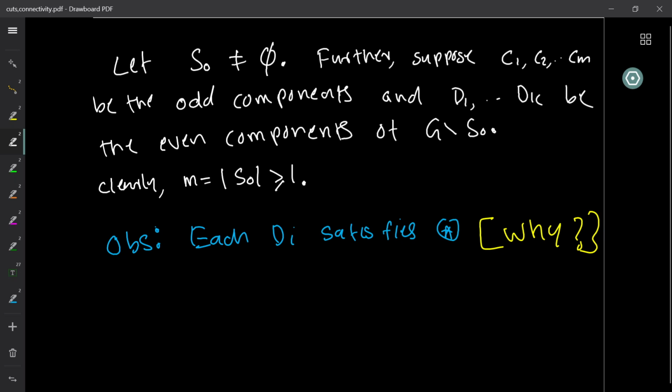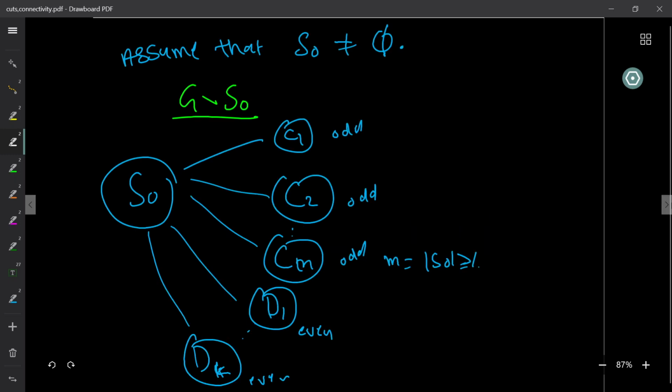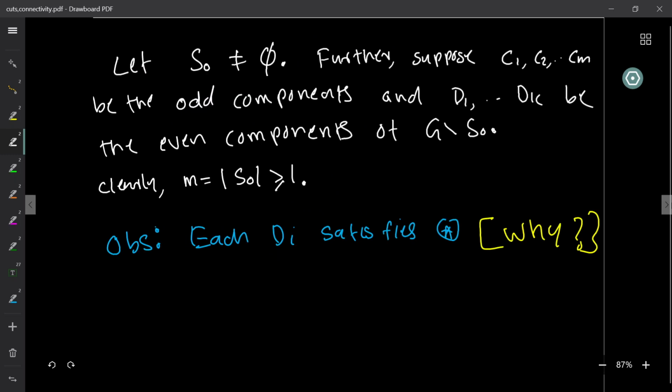The even components Di, D1, D2, etc., Dk, we said they satisfy star, so they all satisfy star. I want you to think about this for a few seconds. Why? So each Di satisfies star. They are even subgraphs of G minus S0, and each of these even subgraphs satisfies star. That is the claim.